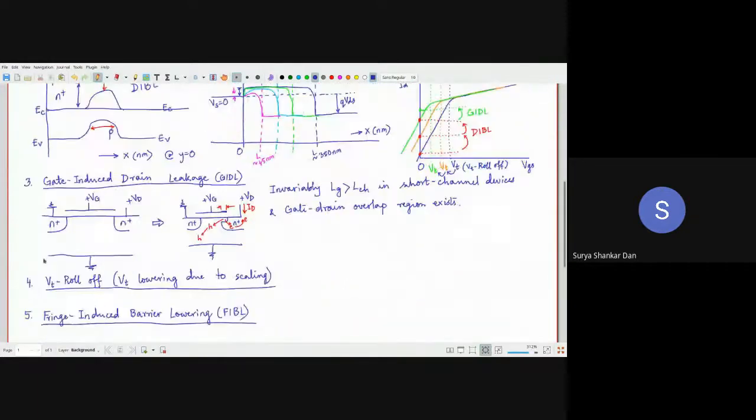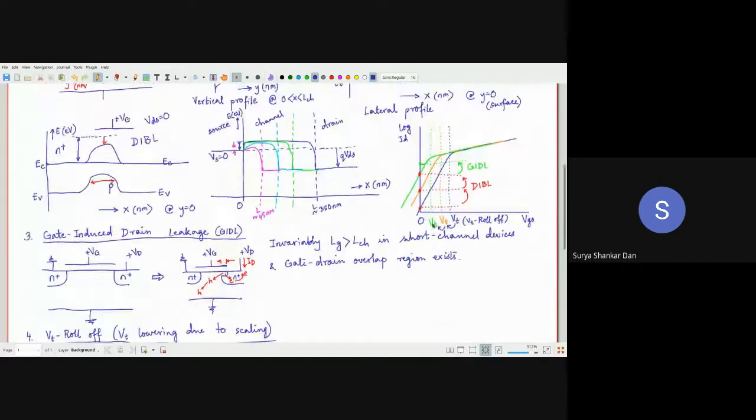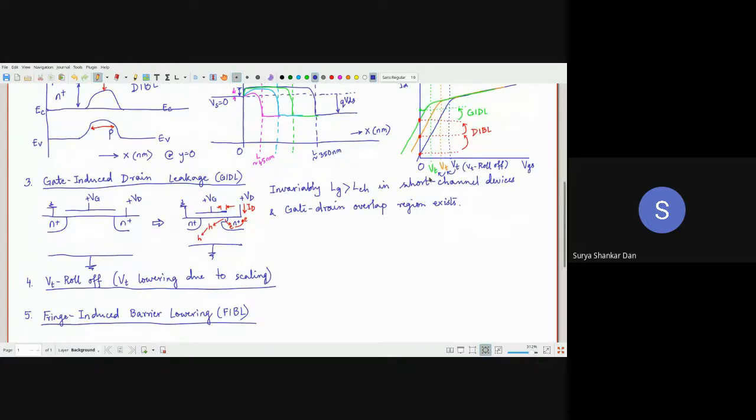Like 1, 2, 3, 4 are probably very simple. I teach this at the BTech level itself. If you are my BTech students, you would have known until this one. So FIBL becomes slightly difficult.